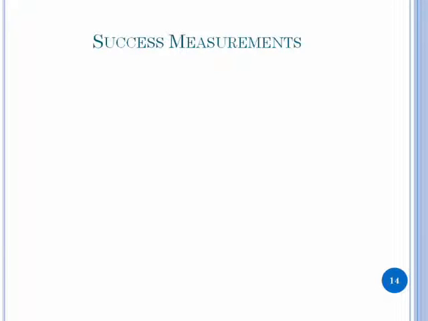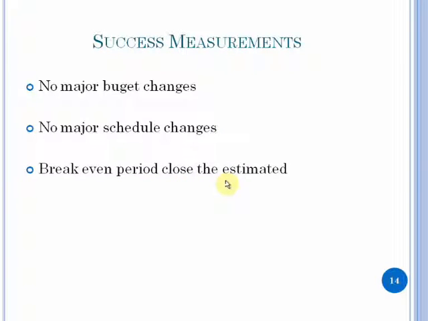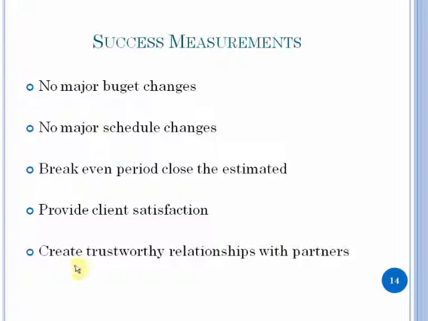Now I'm going to list the primary measures so we can attain the success of the implementation of our project. So we want no major budget changes to happen, no major schedule changes to happen. The break-even period must be close to the estimated 2.5 years. We want to provide client satisfaction. This is one of the most important features in any business. And of course, create trustworthy relationships with partners. This relates to distributors, suppliers, and employees.